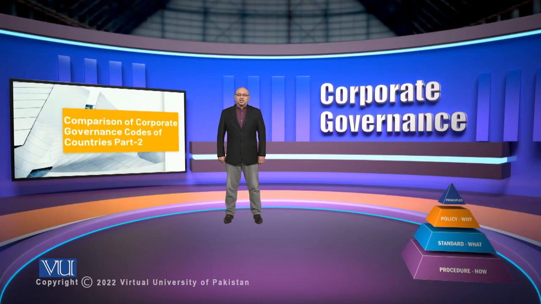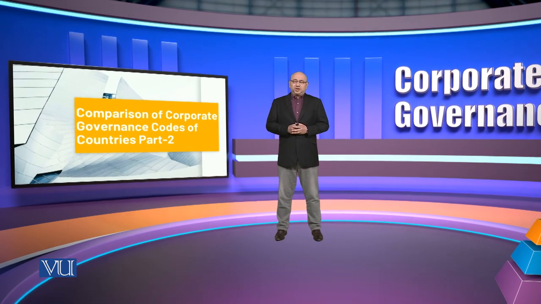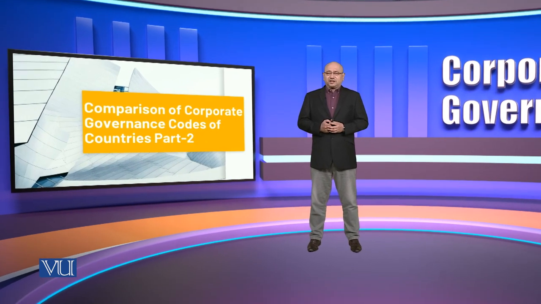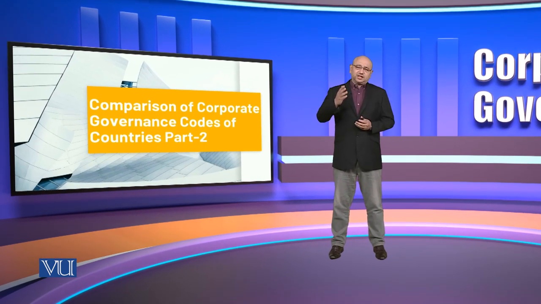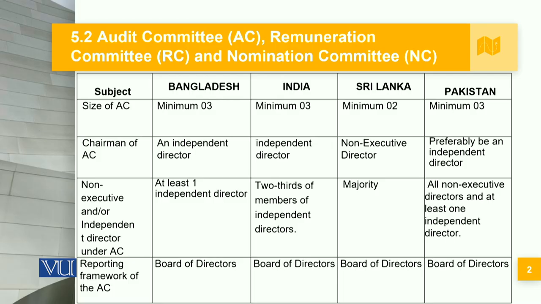We are coming back towards corporate governance, and we had a very interesting discussion earlier in part one, a comparison of corporate governance codes of different countries, and this is going to be the second part. We basically were looking at four different countries: Bangladesh, Sri Lanka, India, and Pakistan. So let's move a little bit forward and look at how they tend to be similar or different in the context of the audit committee, the remuneration committee, and the nomination committee.